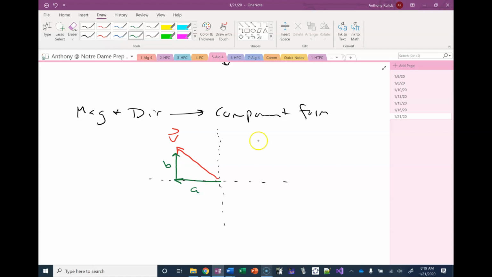So to figure out the component form for vector v, I need to figure out the side lengths for that triangle. I need to figure out the A and the B. Everybody's okay with that idea? Now there's one other piece of information I haven't drawn in yet. I know that that is my angle, and I know that side length, the length of the vector.